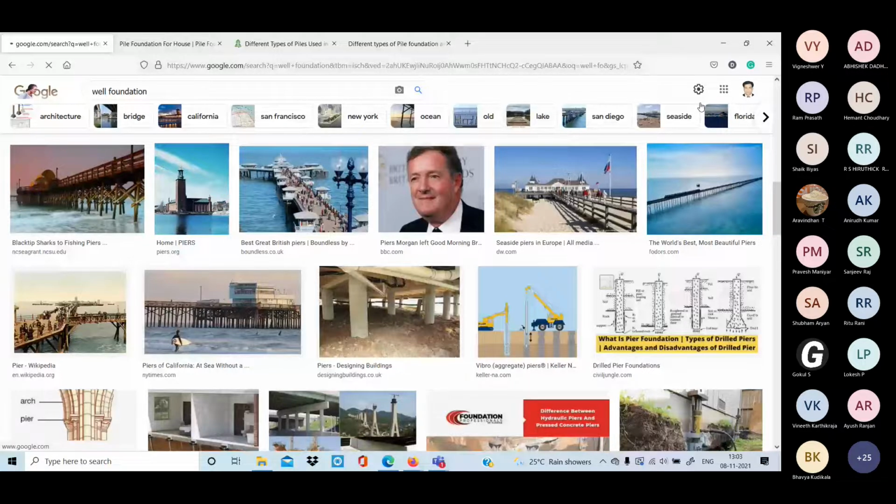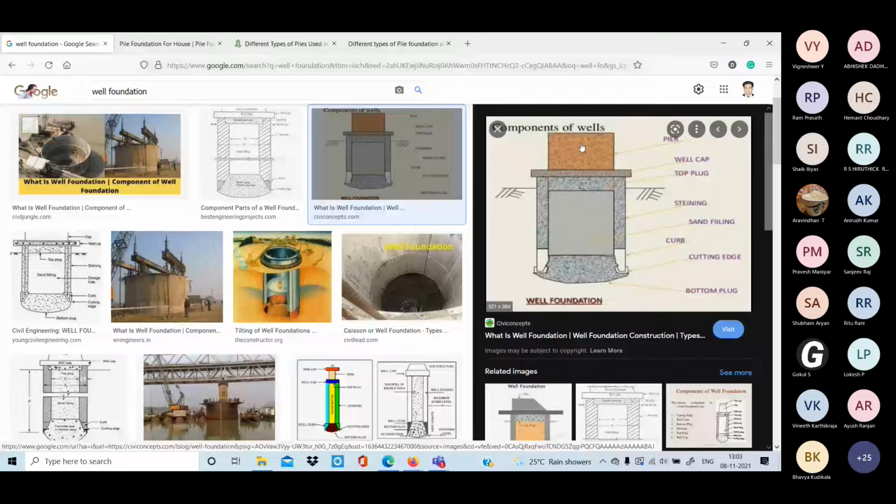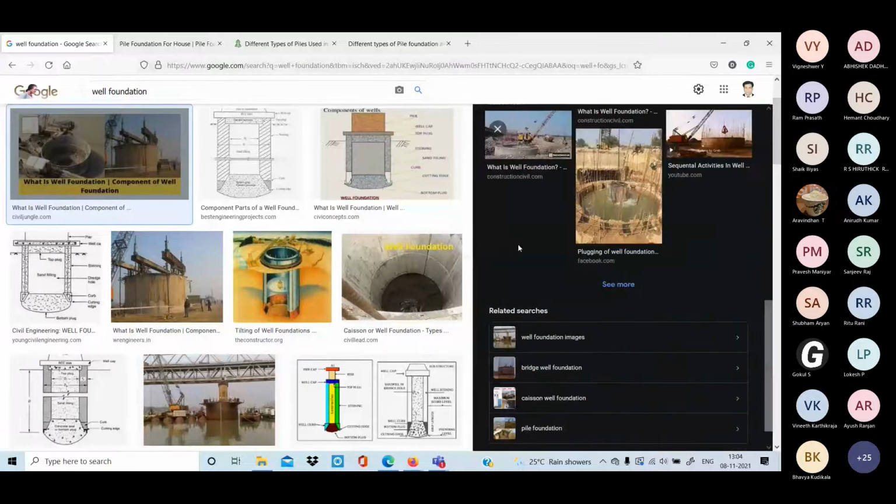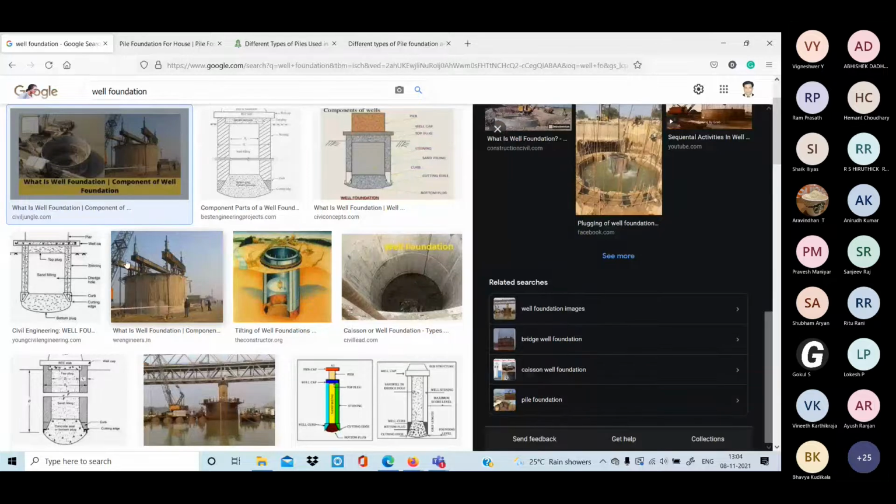It is a very huge foundation, like a big well, and it would be filled with sand or concrete, and finally it will bear the whole load of the bridge. These are the well foundations at the bottom. In the olden days, we used to have these well foundations. Understand? Likewise, everything is pile only. All the load would be borne by the pile foundation.